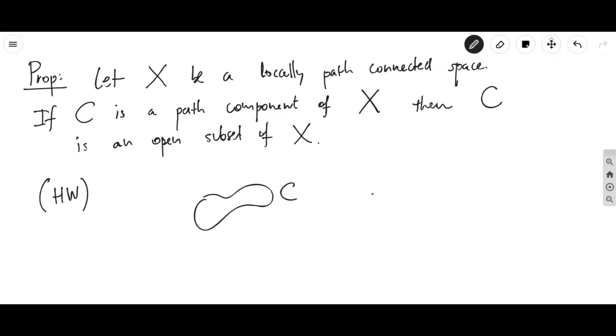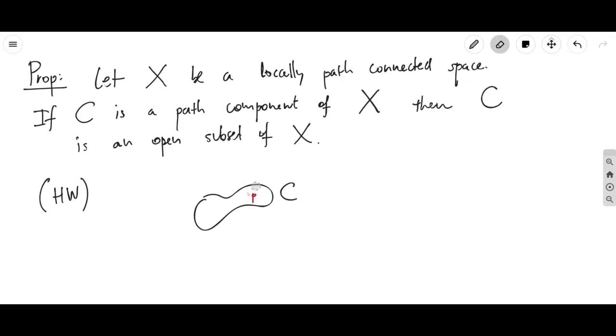So let's say C is your path component. The common way you typically prove that something is open is you pick a point in C. If you go back to metric spaces, how do you show that something is open in a metric space? You pick a point in a set, and you argue that you can draw an open ball or an open disk that is centered at the point, and that entire ball or disk, depending how you wish to visualize it, sits inside your set. So this is sort of the same idea, but a little bit more general.